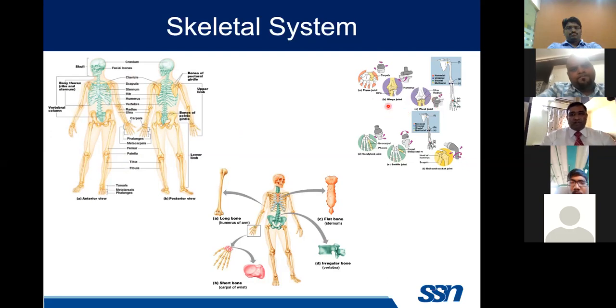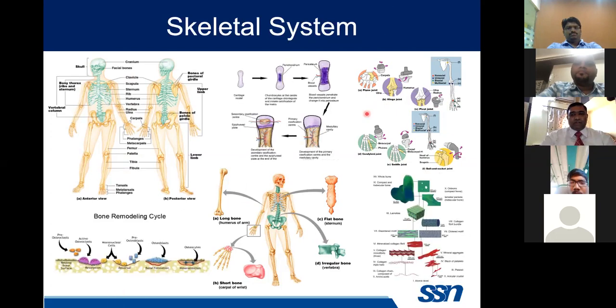As such, there are many different types of joints. Out of that, synovial joints are the actual moving joints. So we have plane joints, hinge joints, pivot joints, condylar joints, saddle joints, ball and socket joints, and many examples of them. So we should know all these types of joints.